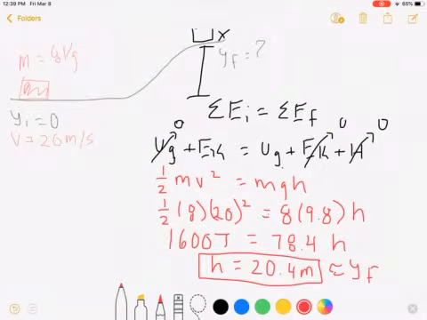It will be 20.4 meters from the ground, and that's assuming, again, that friction is negligible, so there's no kinetic energy transferred to heat, and that all of the kinetic energy is transferred to potential energy. And if that is true, then the object will reach a height of 20.4 meters.